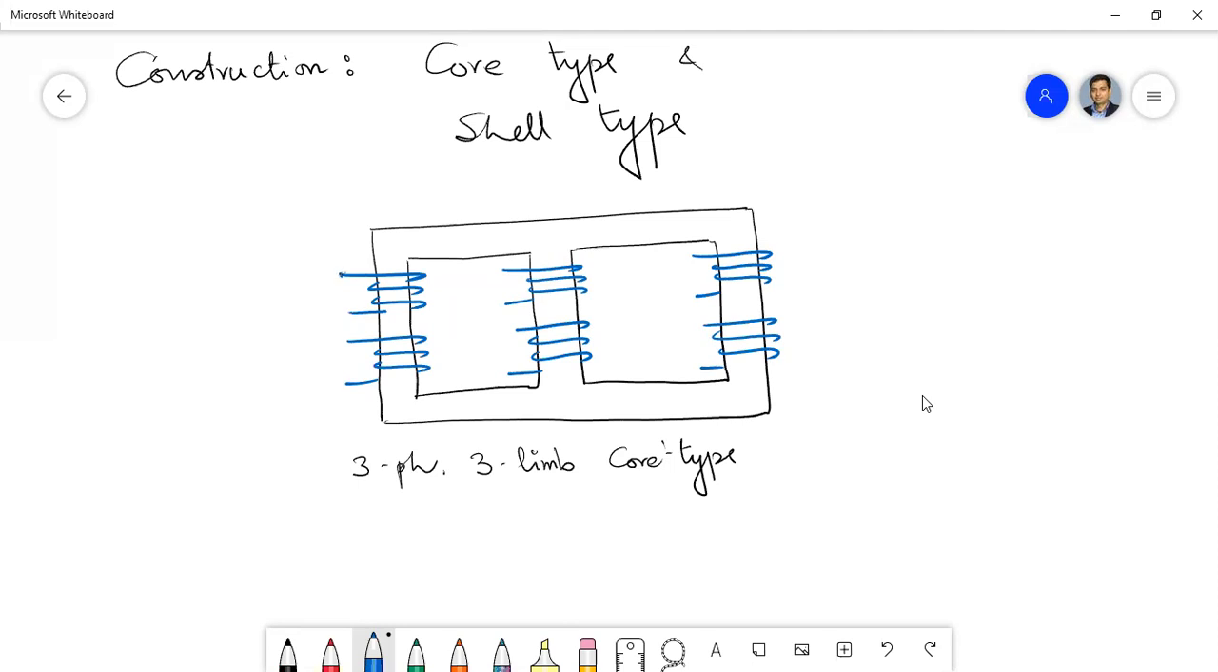The terminals will be marked with, suppose it is the primary and this is the start, so we can write the start of primary for phase A, and this is the finish of primary of phase A. Now this is the start of secondary phase A, and this is the finish of secondary phase A.